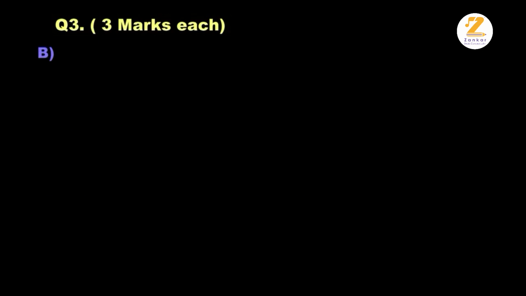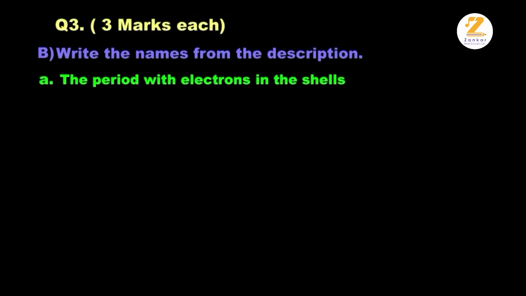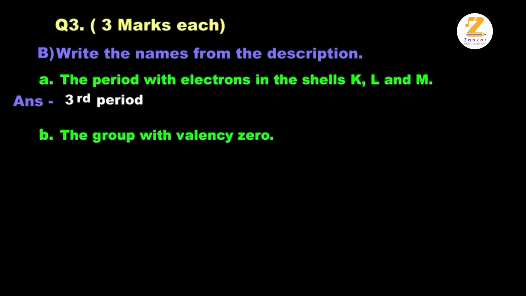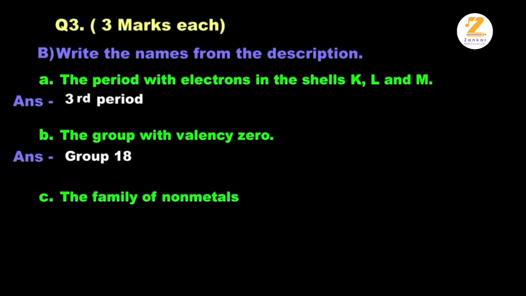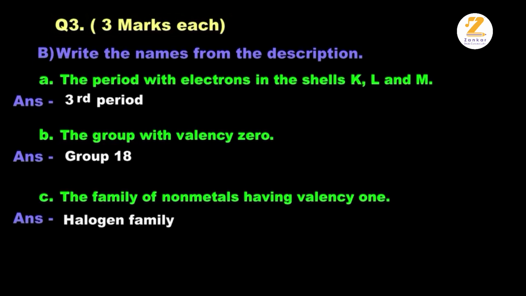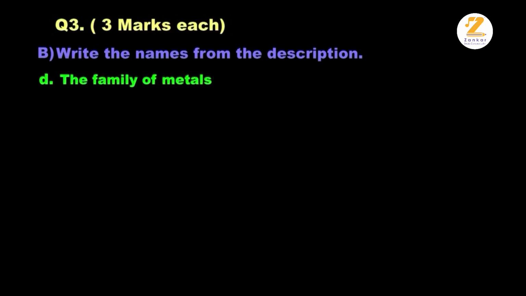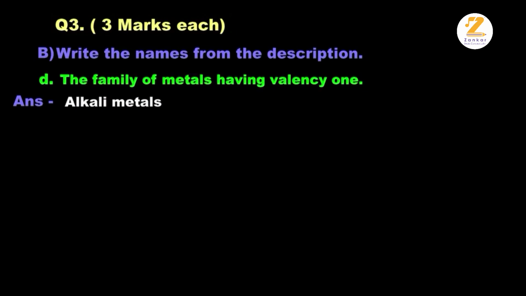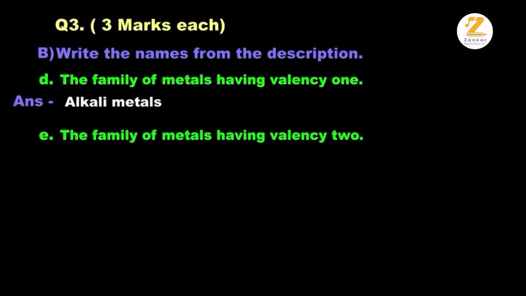Next one, question 3b. Write the names from the description. The period with electrons in the shells K, L and M. Third period. The group with valency 0. Group 18. The family of non-metals having valency 1. Halogen family. The family of metals having valency 1. Alkali metals. The family of metals having valency 2. Alkaline earth metals.